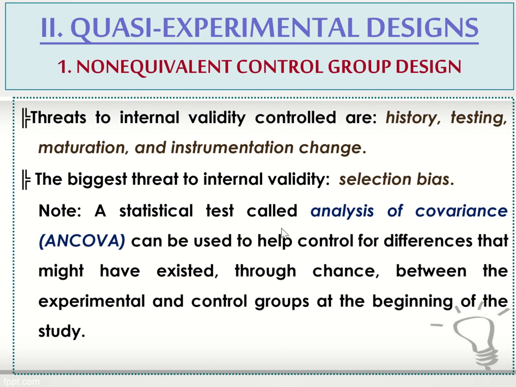A statistical test called analysis of covariance, or ANCOVA, can be used to help control for differences that might have existed through chance between the experimental and control groups at the beginning of the study. So, pwede tayong gumamit ng ANCOVA kung sa una pa lang, we have seen differences for the control group and the experimental group.